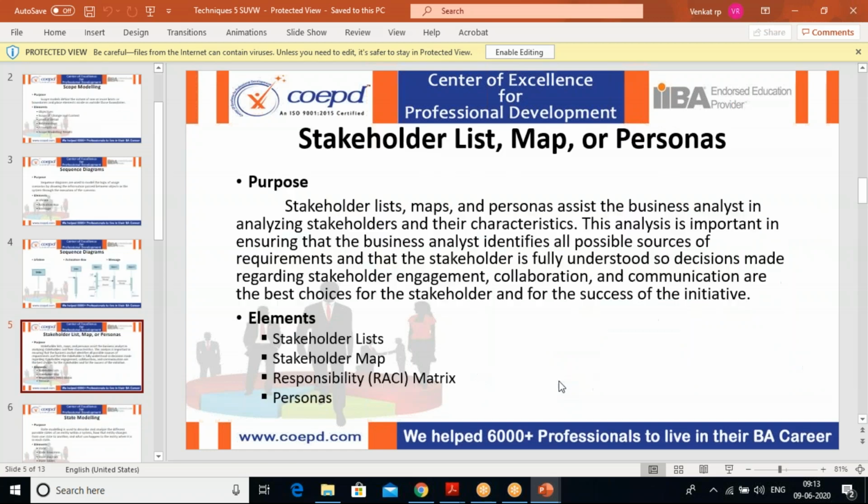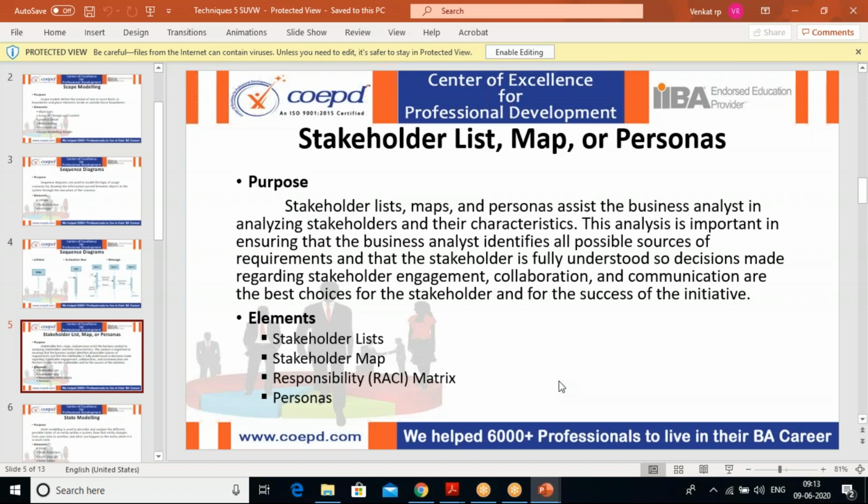Okay. And then we have the stakeholders list, map, and personas. That means who are the stakeholders involved here, what will be their level of authority and power, are they decision makers, do they make an impact, are they influencers.